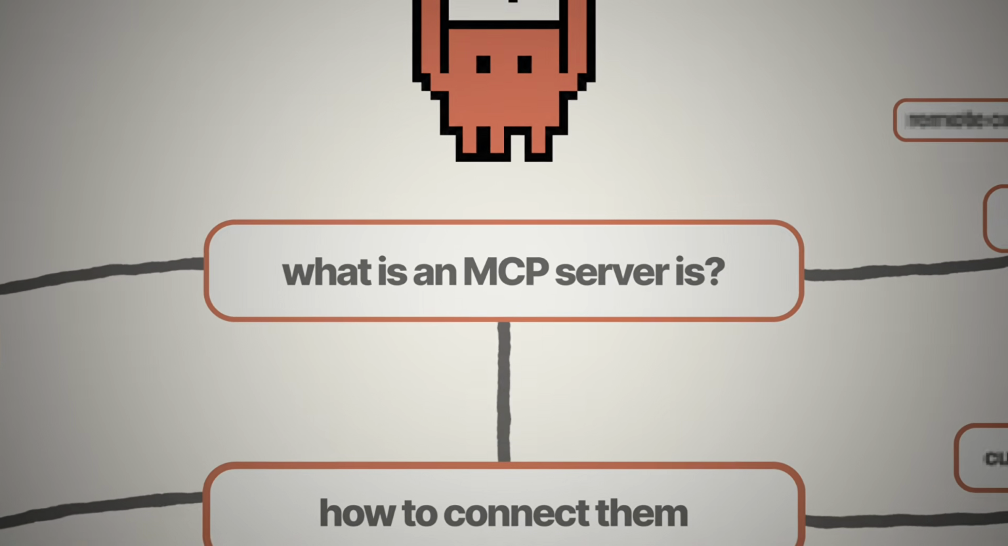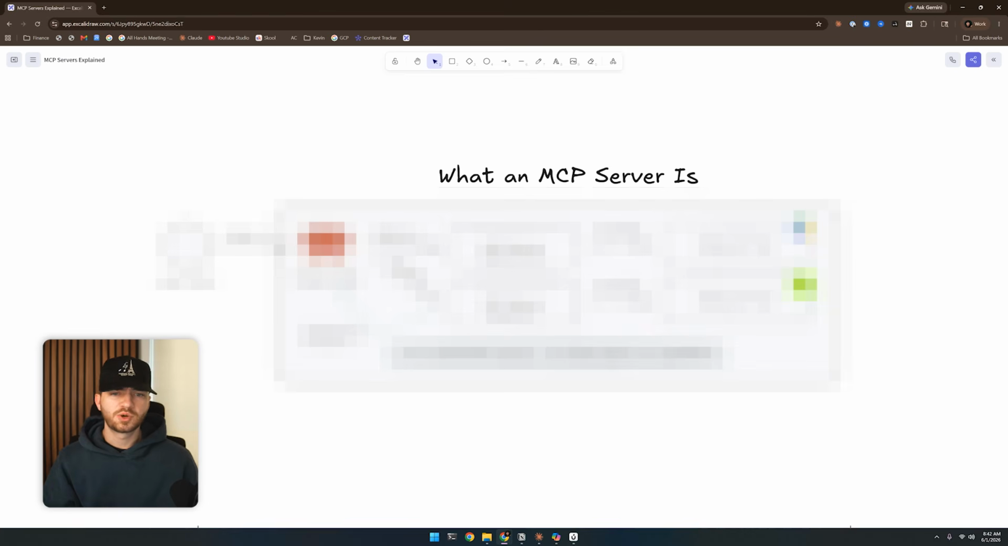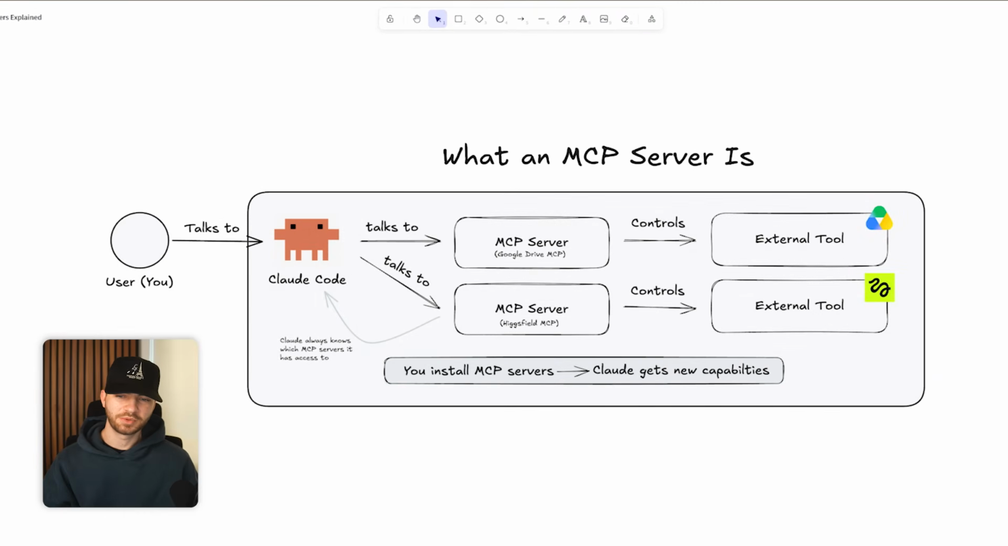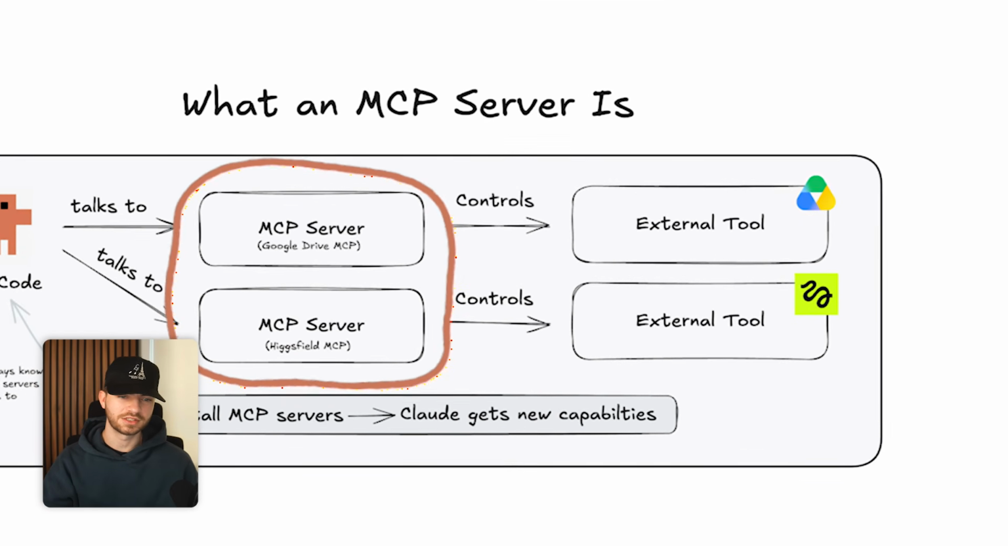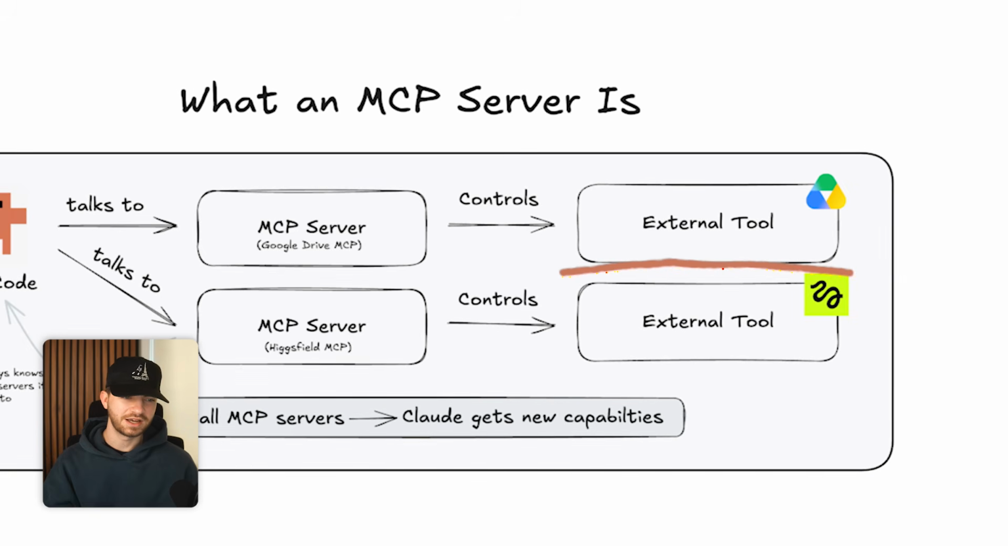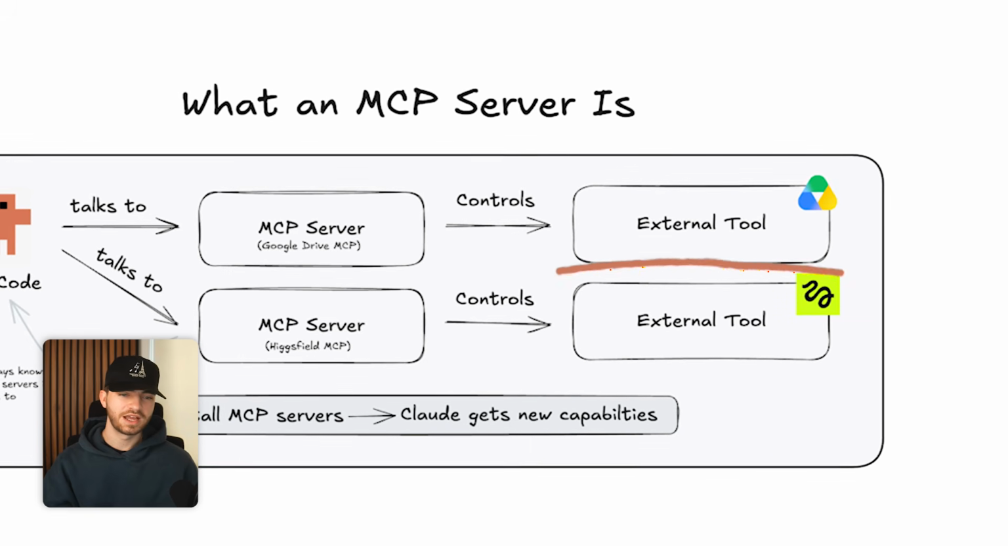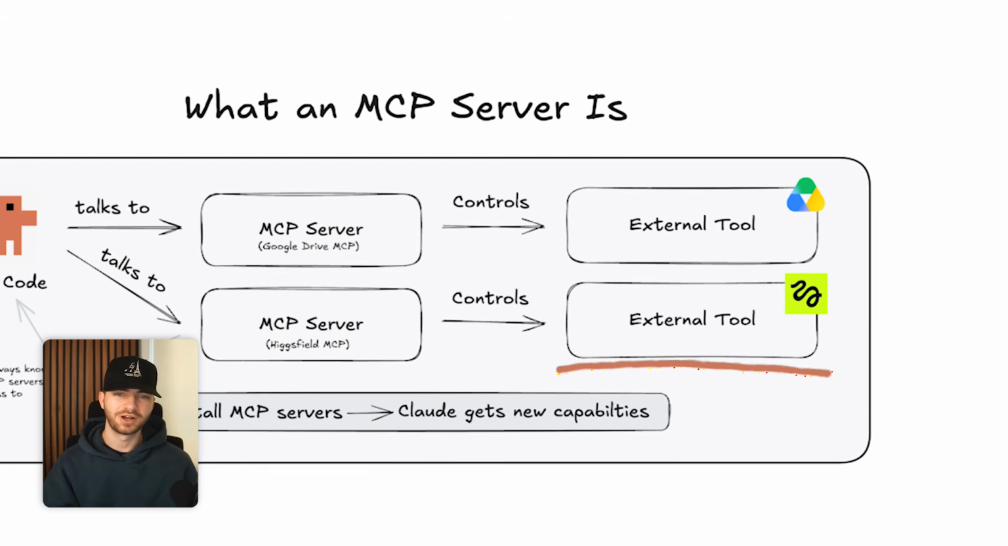But before we do anything crazy, let's jump into what an MCP server is and why we need them in the first place. So like I said, an MCP is basically just a plugin that lets Claude talk to another tool. So you could see in this example here, you are having a conversation with Claude Code. When Claude Code needs to use an external tool, it's going to talk to the MCP server, which is what controls the external tool. So in this example, we have 2 MCP servers installed, the Google Drive MCP, which allows Claude to access Google Drive, and then the Higgsfield MCP, which allows Claude to access Higgsfield.